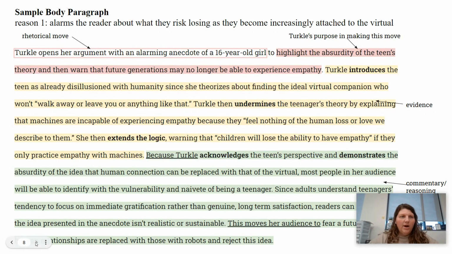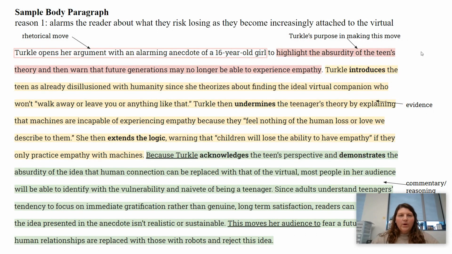In my body paragraph, I start with my topic sentence. Turkle opens her argument with an alarming anecdote of a 16-year-old girl to highlight the absurdity of the teen's theory and then warn that future generations may no longer be able to experience empathy. So the rhetorical move that I am analyzing is this anecdote. And the purpose of including the anecdote is to highlight the absurdity of the teen's theory and then warn that future generations may no longer be able to experience empathy.